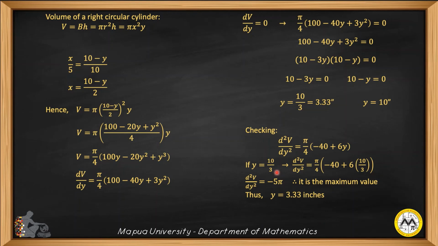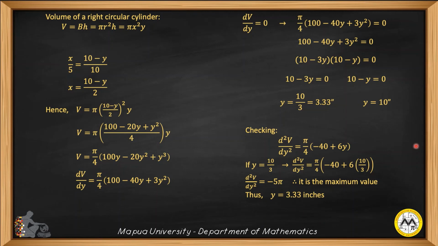Of course, you can verify optimality of the solution at y equal to 10. And at y equal to 10, the second derivative value will be positive. So that would mean that volume would be minimum at y equal to 10. So this particular problem is addressed with y equal to 10 over 3, or approximately 3.33, maximizing the volume of the right circular cylinder.